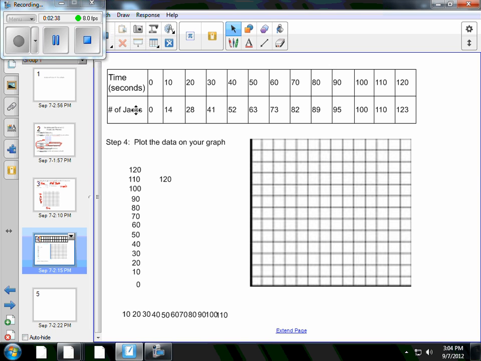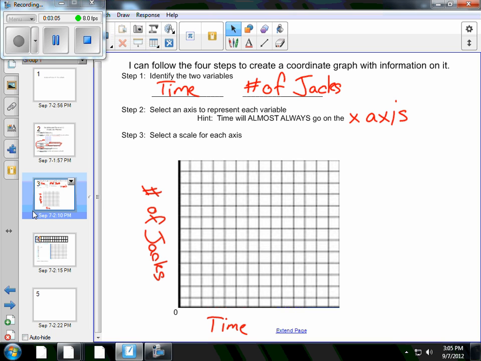For number of jacks, even when we looked at it, this one didn't go up by a certain pattern. So we're not going to be able to use any of these numbers in our scale. But the one thing that we will do is that we have to make sure that when we go from 0 up to the maximum, if we do go up by tens, that's what I think we will do, we have to go up to at least 130. Let me show you what would happen if, I'll fill out time, but let me show you what would happen if I wanted to go up by 5s on the number of jacks.